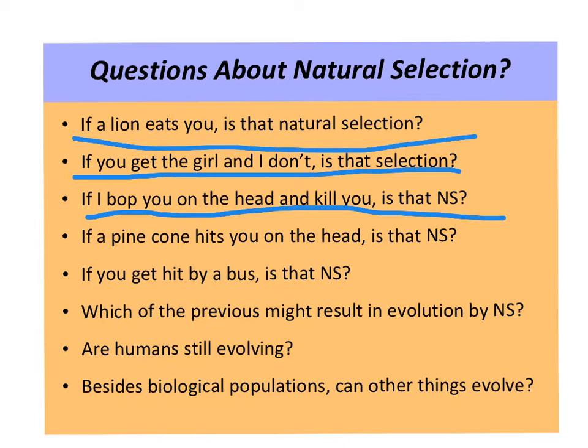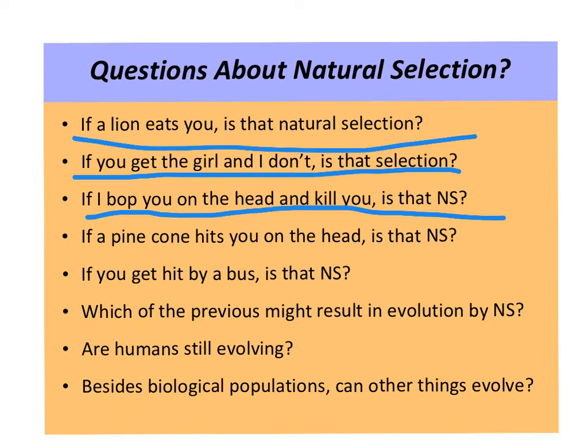Which of the previous might result in evolution by natural selection? Well, the lion, sexual selection, the girl. If I bop you on the head and kill you, well, individuals who don't get bopped on the head by me, who manage to turn the table, they survive, they produce. That's natural selection.